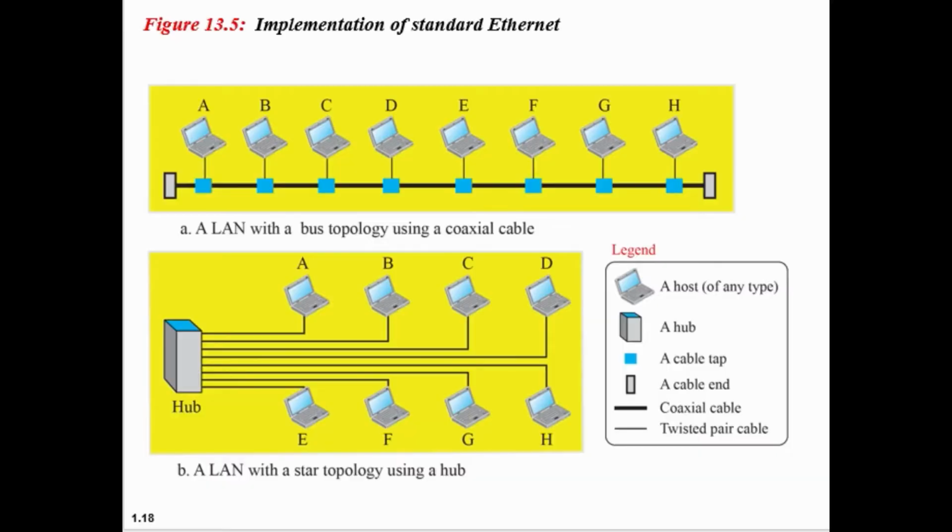Implementation of Standard Ethernet: A, a LAN with a bus topology using a coaxial cable. B, a LAN with a star topology using a hub. Access method. Since a network that uses the Ethernet standard protocol is a broadcast network, we need to use an access method to control access to the shared medium. The Standard Ethernet chose CSMA/CD with the one-persistent method.